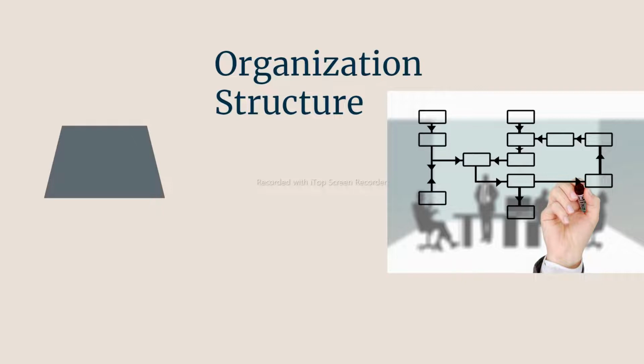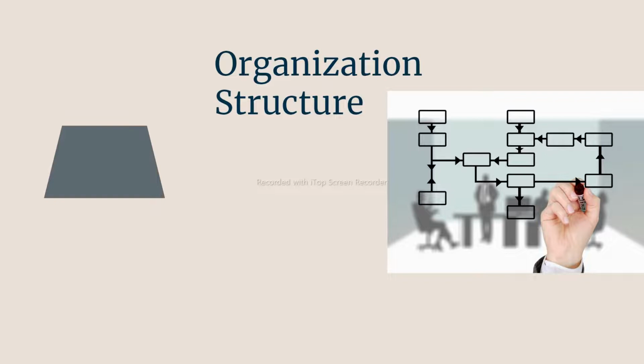The last topic is organizational structure. We should know what is organizational structure. The definition: organizational structure refers to the framework or blueprint that defines how various roles, responsibilities, tasks, and functions are organized within an organization. It outlines the hierarchy, reporting relationships, and communication channels that facilitate the efficient flow of information and decision making.